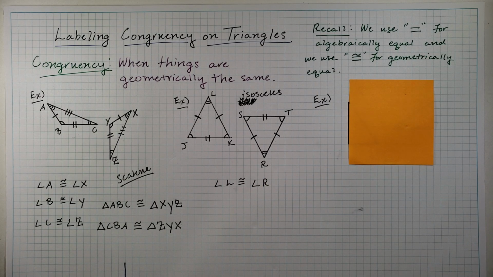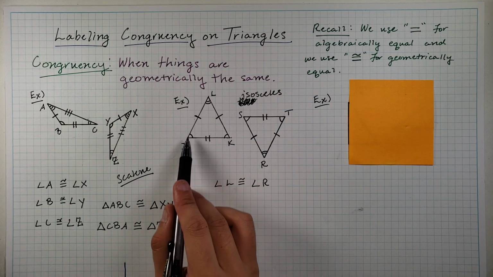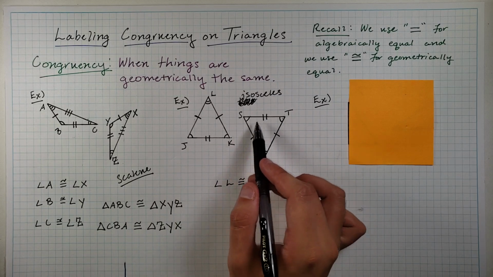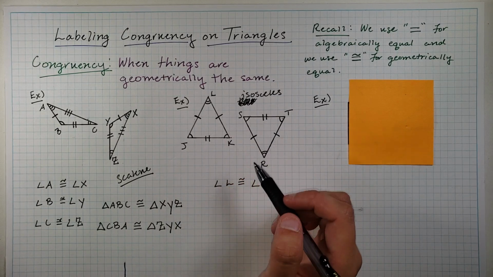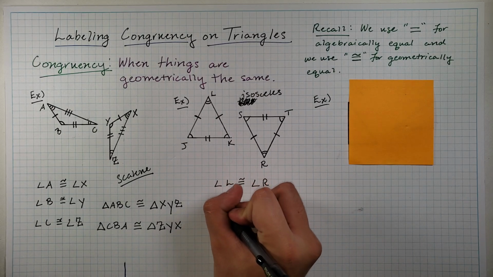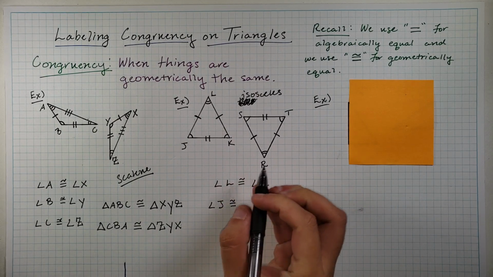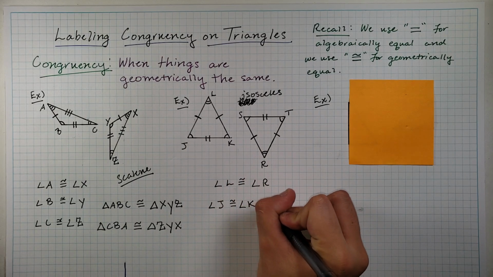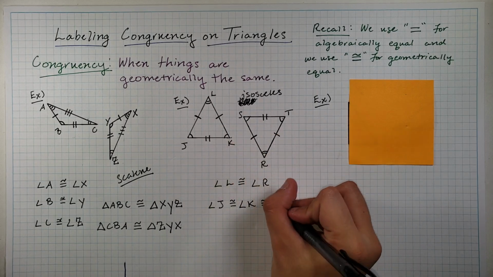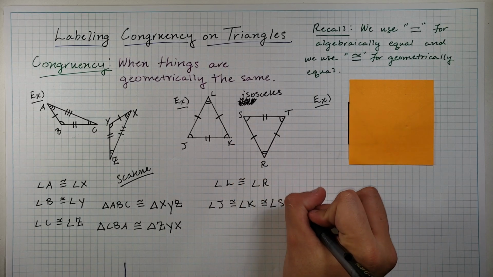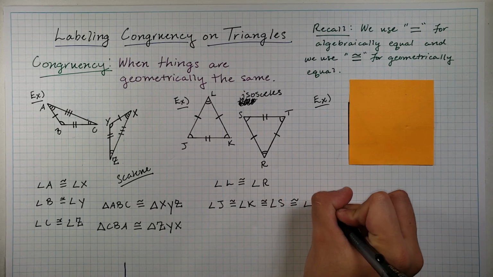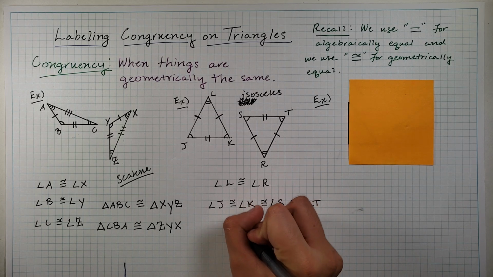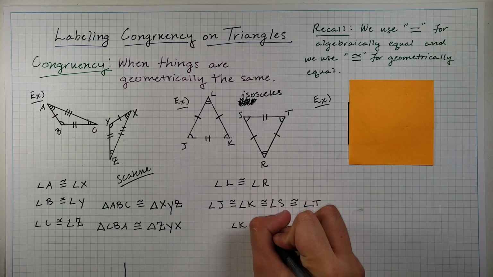All right, since these both are single arcs, we know they're equal, and these both are single arcs, we know these are also congruent or equal. Then we can say angle J is congruent to angle K, which is also congruent to angle S, which is also congruent to angle T. And then we can combine any 4 of these, right? So we could say angle K is congruent to angle T.